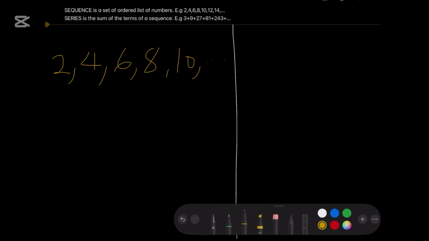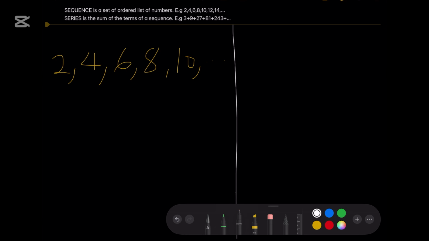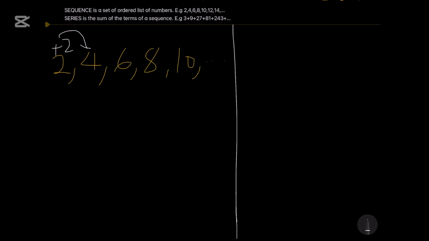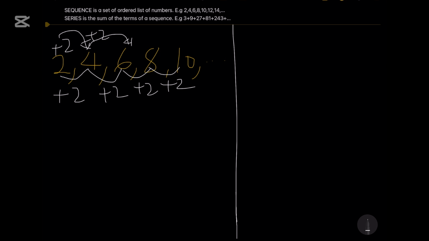If you take a look at this set of numbers, we have 2. When we added 2 to this, it gave us what? The next number, 4. When we added 2 to this, it gave us the next one, which is 6. So we discovered that the addition of plus 2 will give us the next value, plus 2, plus 2, plus 2. So a sequence is a set of ordered list of numbers, not just any list, but one that is ordered and follows a pattern.